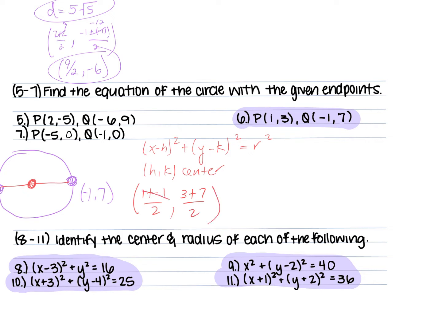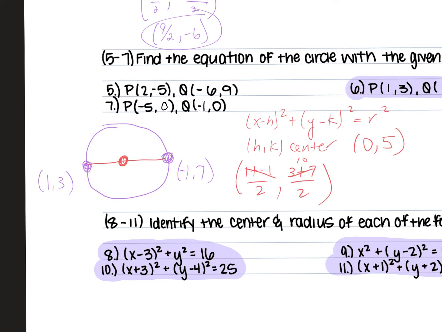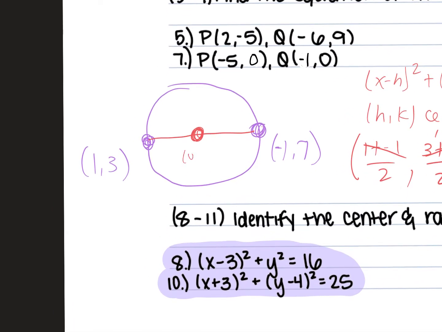What is 0 over 2? 0. And then I have 7 plus 3 is 10. 10 divided by 2 is 5. So my center is at 0, 5. So I know my center is right here at 0, 5. Now I have to find the radius. The radius is from the center to a point on the circle. So my radius is here, and my radius is also here.